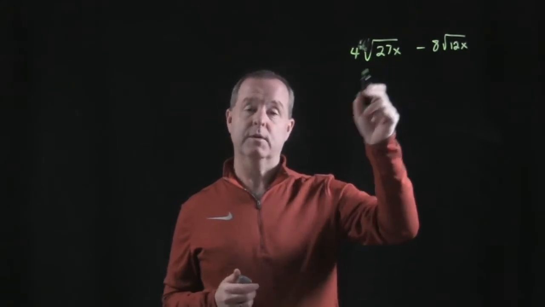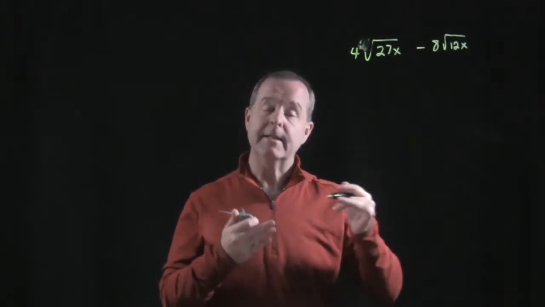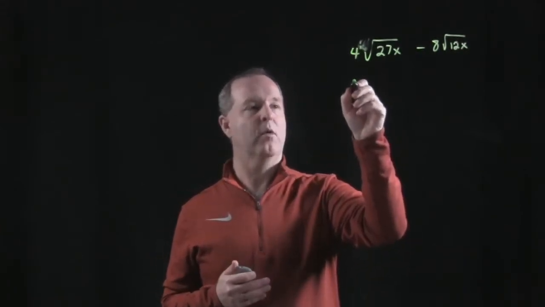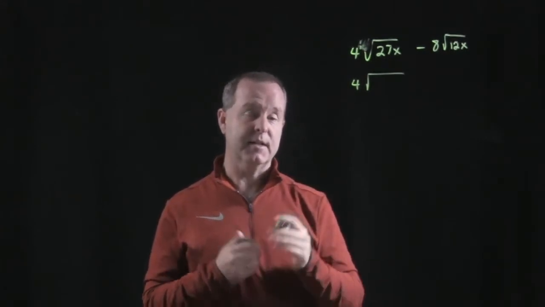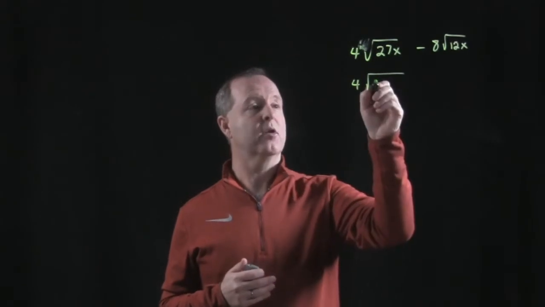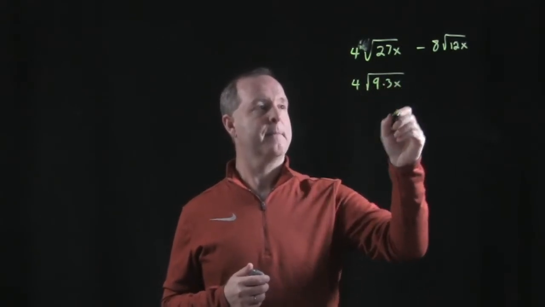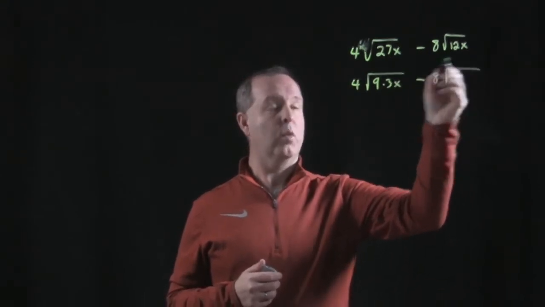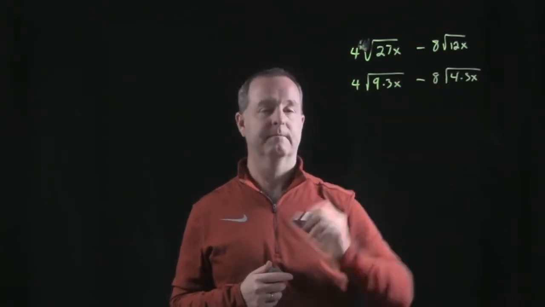Notice I have root 27x and a root 12x, unlike terms, unless I can see that I might be able to simplify them. So let's see. So I have 4. I'm going to factor 27x such that one of its factors is the greatest perfect square I can think of. And so it'll be a 9 times a 3 times an x. On the right side, 12 can factor to a 4 times a 3x.